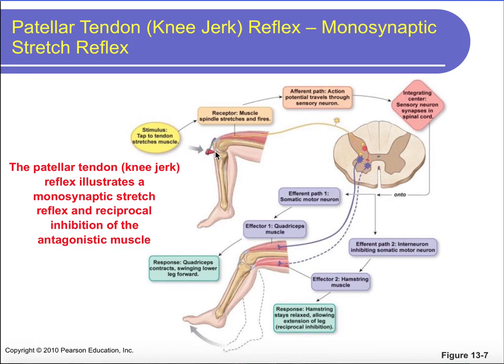So here is the hammer tapping the tendon. It's going to stretch the tendon here, and so your muscles will respond appropriately. So the sensory neurons will send that stretch information into the spinal cord, and it will stimulate our quadriceps, our extensors, and it will inhibit our hamstrings, our flexors. And that way, because these are antagonistic muscle groups, we will extend our leg. So this is just a simple monosynaptic stretch reflex. It is also a spinal reflex, so the brain isn't involved in this process, and you can all try this at home.